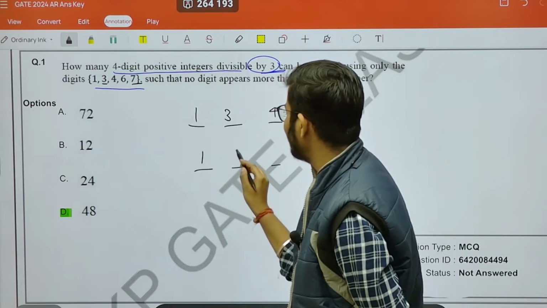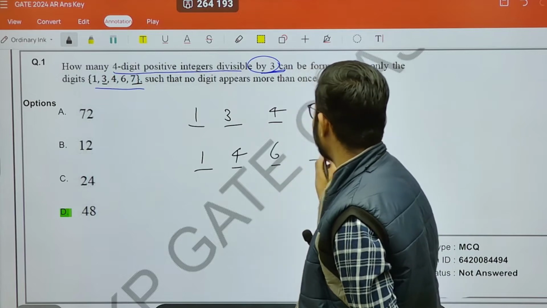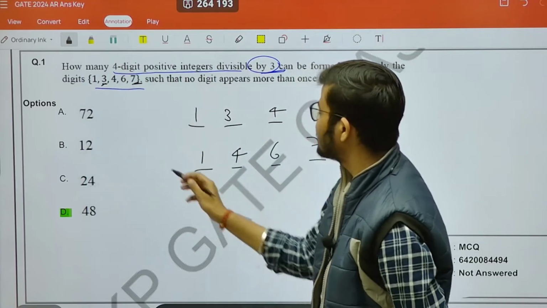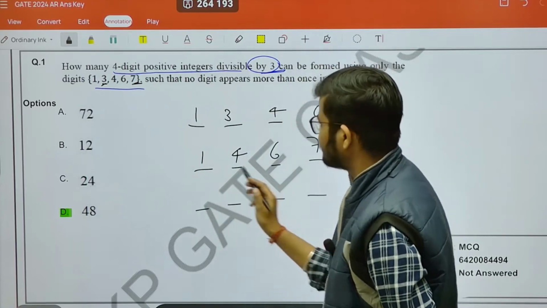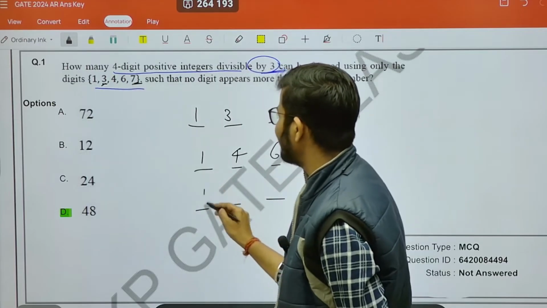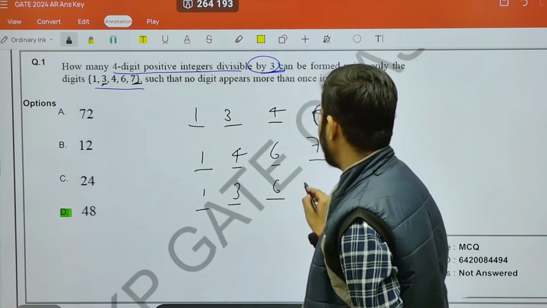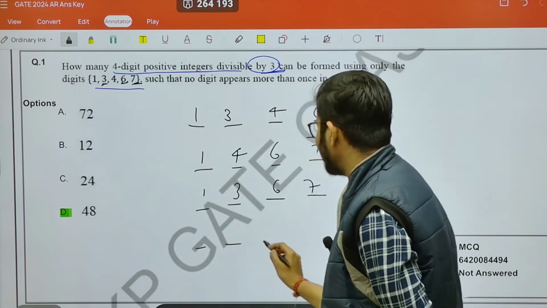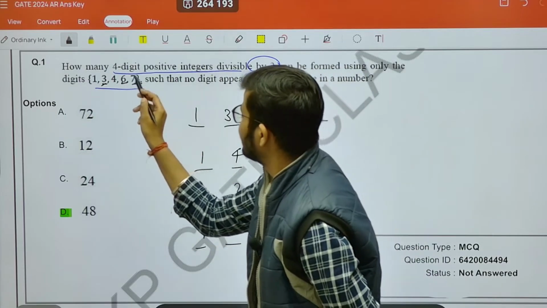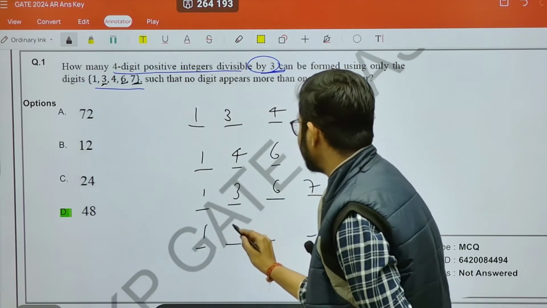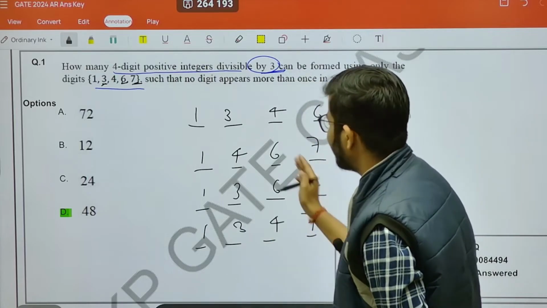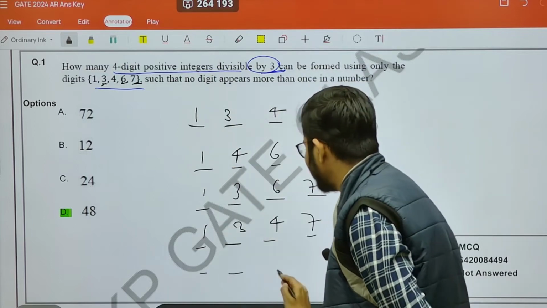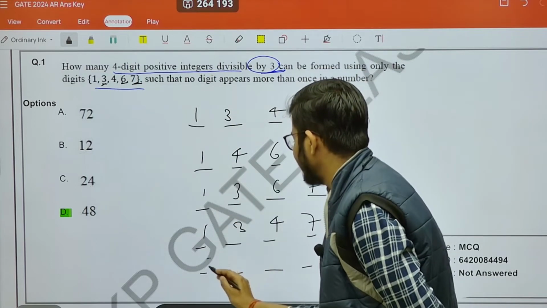What is the combination that will be there? 1, 4, 6, 7. So the first one we got by skipping 7, the second by skipping 3. Now we skip the 4 in this case, and we get 1, 3, 6 and 7. Now we skip the 6 also, and we get 1, 3, 4, 7. In all these cases you will find the digit 1. Now we skip the 1, and the combination will be 3, 4, 6, 7.